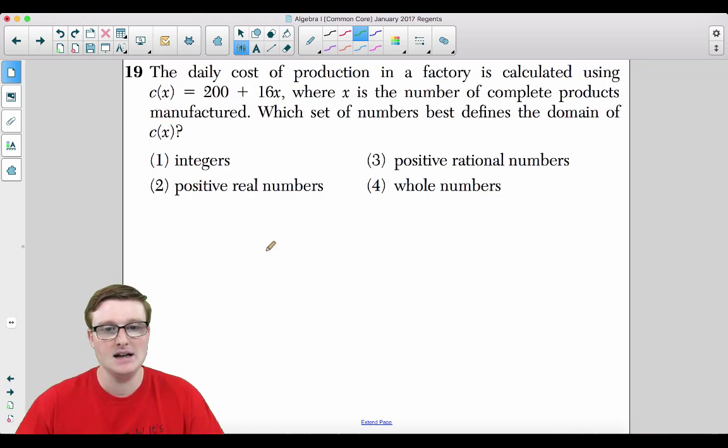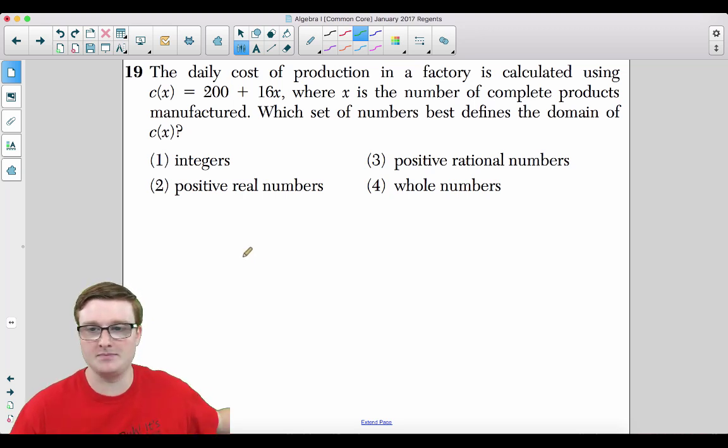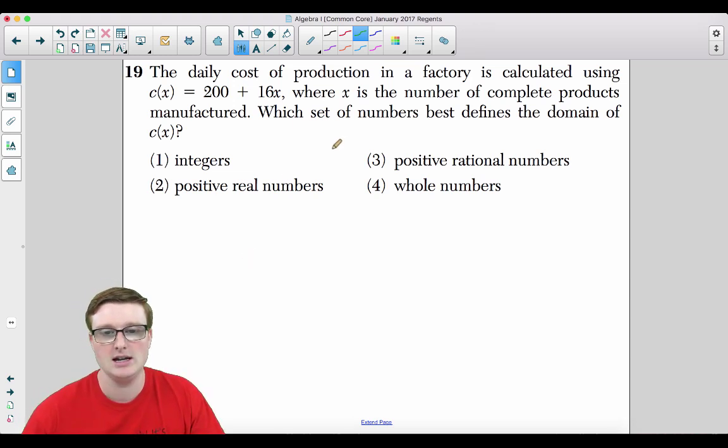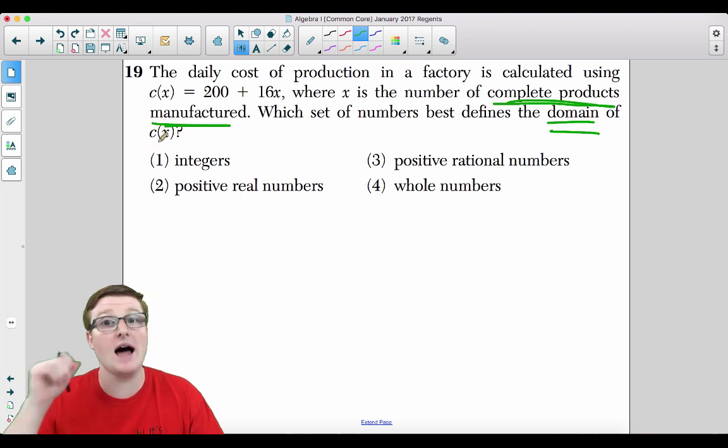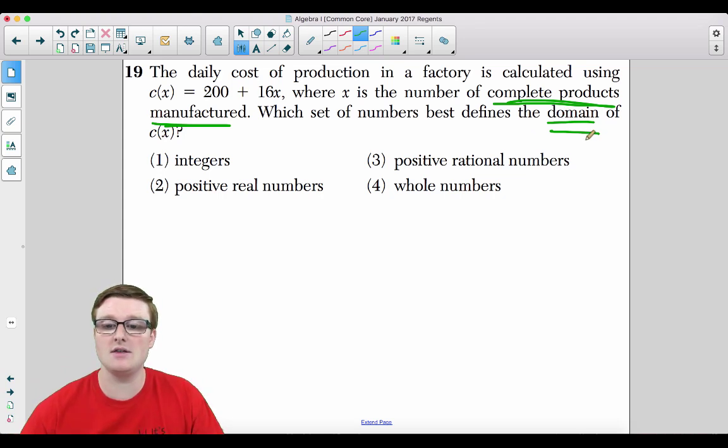All right, number 19. The daily cost of production in a factory is calculated using C of x equals 200 plus 16x, where x is the number of complete products manufactured. Which set of numbers best defines the domain of C of x? So they're talking about complete products manufactured. They could be talking about iPhones, you know. So which is the best set of numbers that defines the domain?